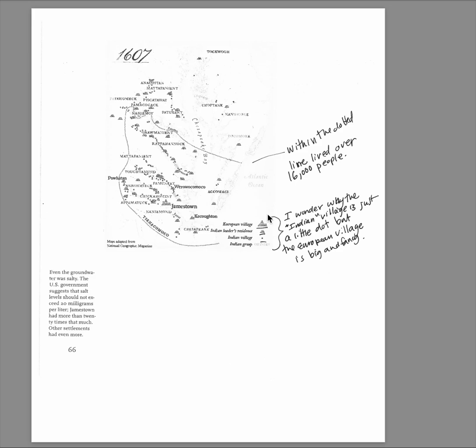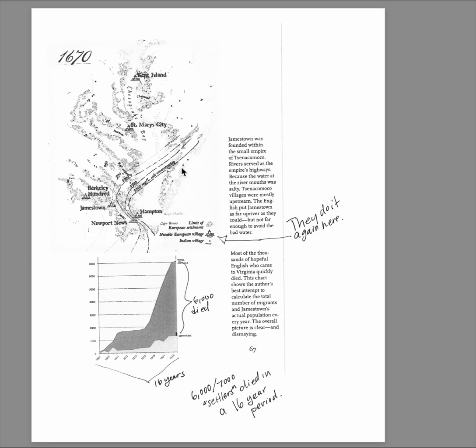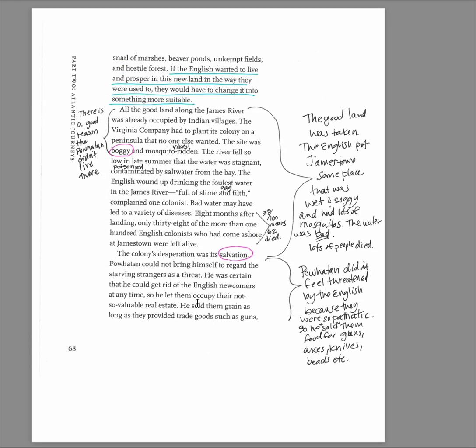And we'll look at that map in more detail and have a discussion. And here it is again, fancy European village, Indian village. And we can't really see it here, so I'll show you, but they do it here again. And then this graph is super fascinating. So take a look at this graph. This is how many people over 16 years died and how many survived. We'll take a longer look at that. And that is the end of the beginning of chapter 3.